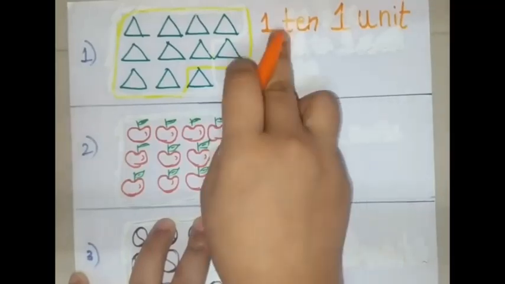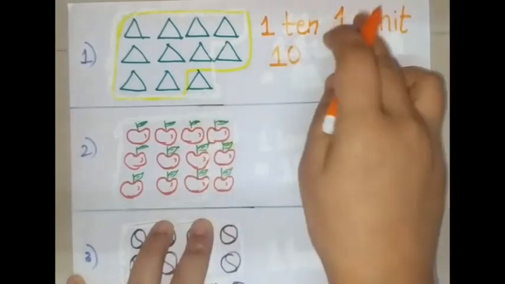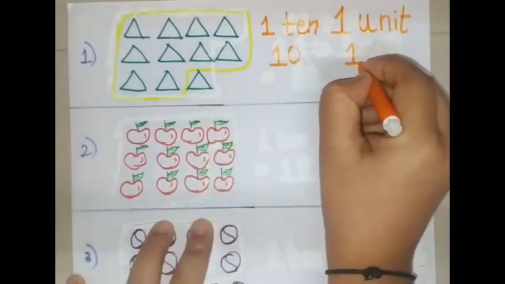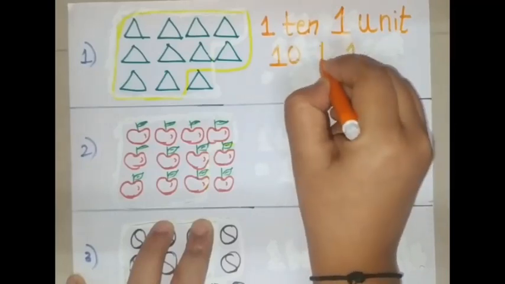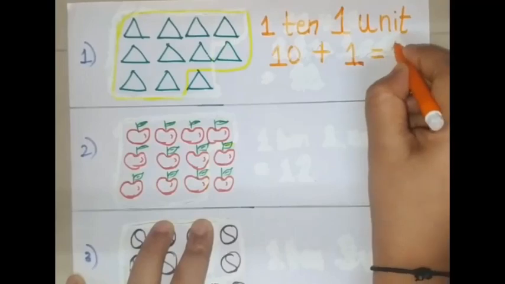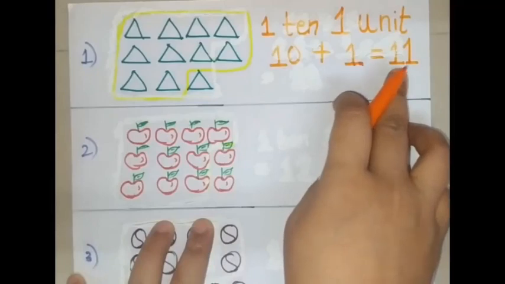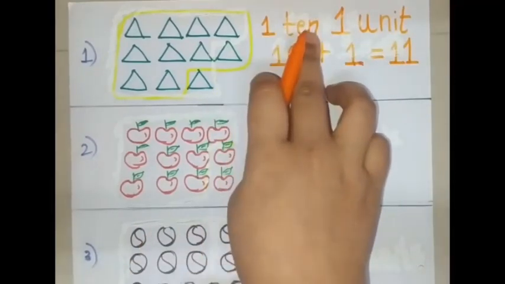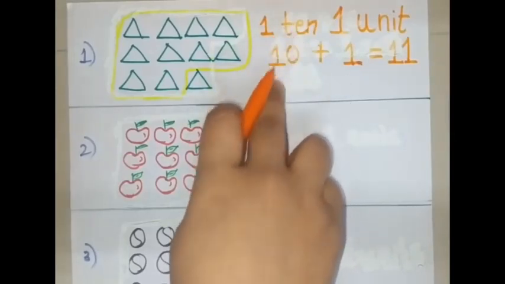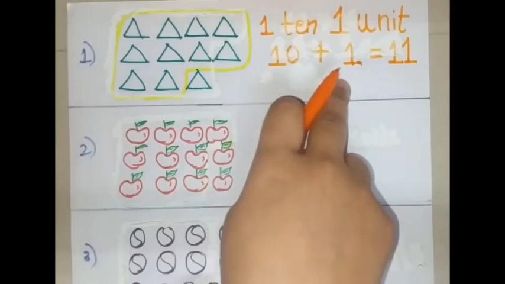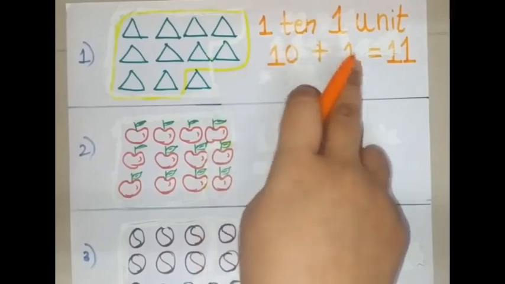So 1 ten means 10, and 1 unit means 1. So 10 and 1, what do they make? They make number 11. So 10 and 1 make 11. So 1 ten and 1 unit means 11. 1 ten means 10 and 1 unit means 1. That is equal to 11. Okay, so 10 and 1 make 11.